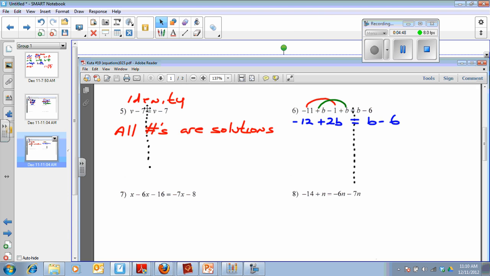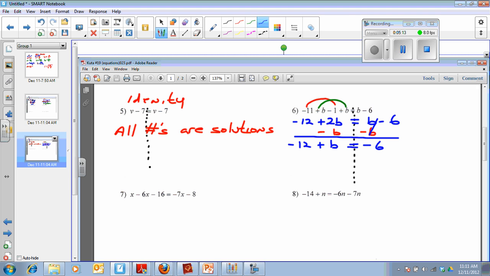I think I'm going to do a negative b over here to get this to go away. Try to balance the equation, get all the variables on one side, so negative b here. Let's see what happens when I do my sum line. Well, a negative 12 and nothing is a negative 12. Positive 2b and negative 1b put together is just a positive b equals, well, positive b and negative b go away. I have a negative 6 on this side of the equation.